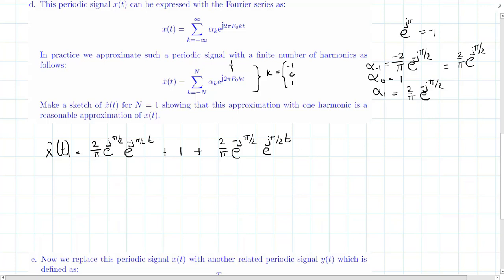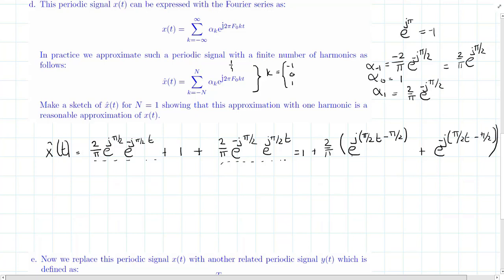If we now were to rewrite these exponential functions, we will get something that should be a little bit familiar. So let's take the 2 divided by pi out of brackets, and you would end up with e to the power j pi over 2 t minus pi over 2, plus, and that was this part. And then now I'll rewrite the first part, e to the power minus j pi over 2 t minus pi over 2.